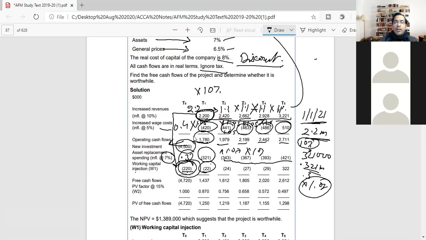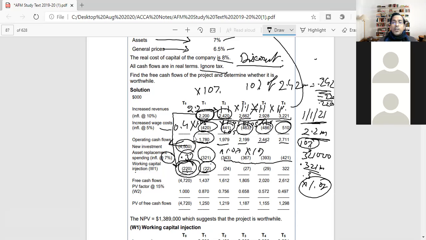So why do we have this 22,000 extra? Because the question has asked you to ensure that you always have 10% of the next year's revenue, right? So 10% of next year's revenue is changing here. For T2, you need to have 242, right? Let's take 10% of 2.42 million, which is 0.242 working capital. What have you invested earlier? Only 220. So you have to invest the additional gap. So 242 minus 220 is 22, right? 22,000. Hence, you need to invest 22,000.